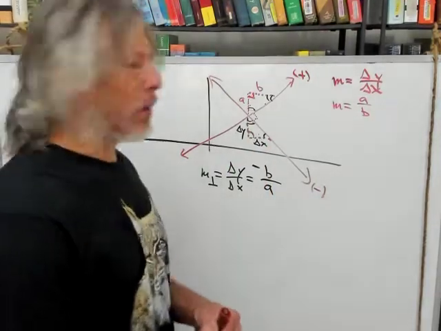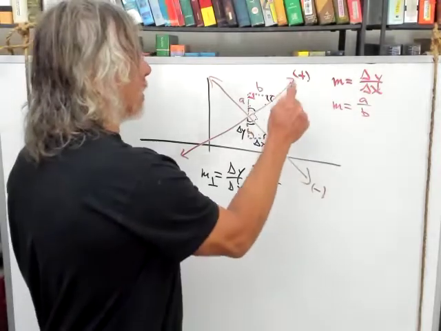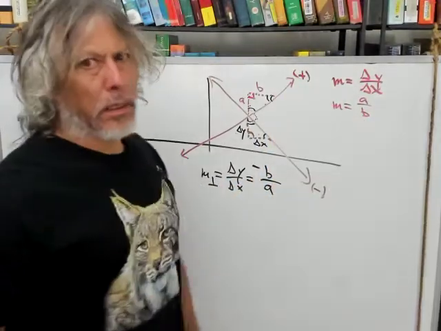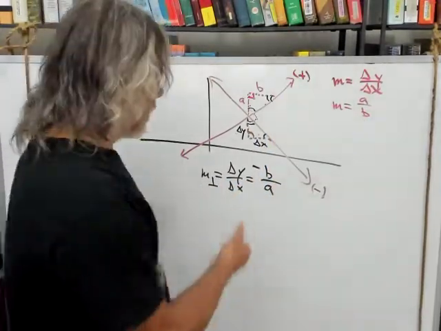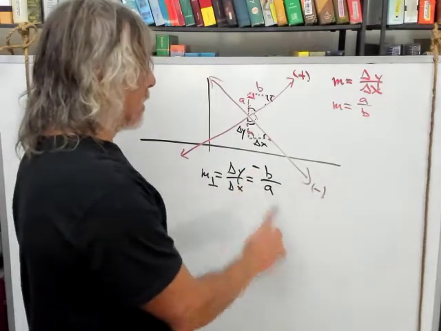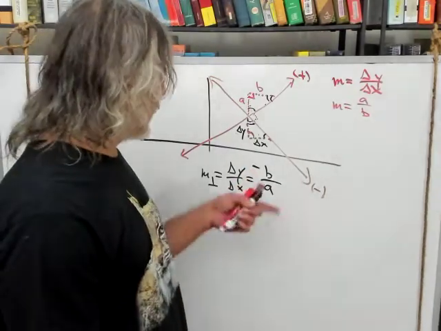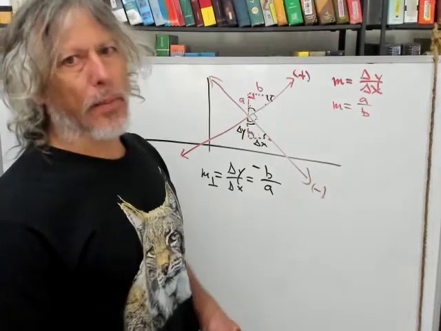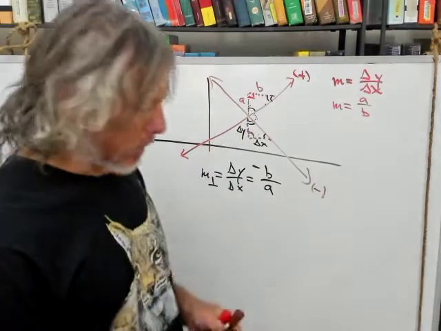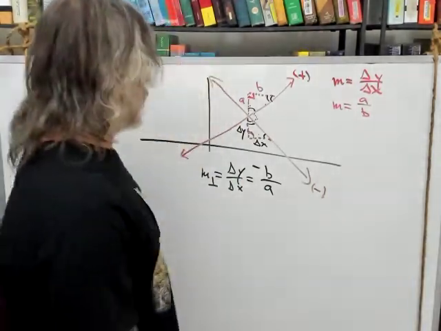And that's why it's the way it is. So for this one, if the slope is a over b, we flip it and take the opposite. And we get negative b over a. And that's how we get the slope of our perpendicular. That's why it is what it is. There's one proof of it.